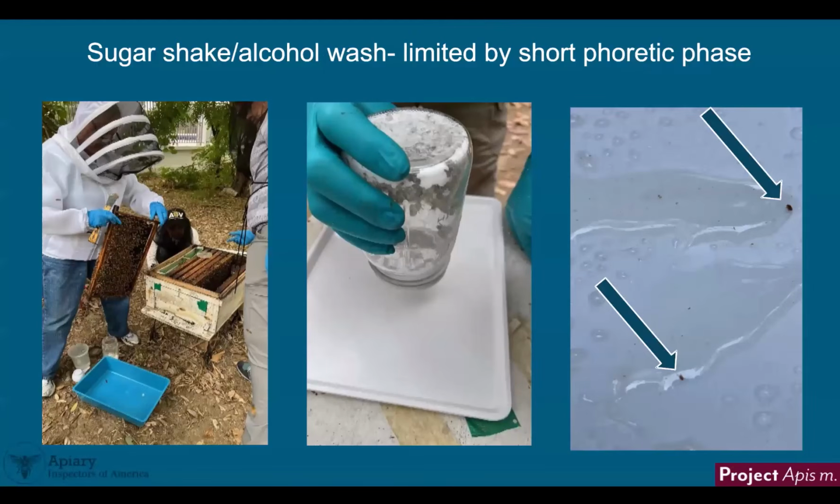So I'm sure you're probably familiar with the sugar shake or alcohol wash. It's not that effective because, like I said, they have such a limited short phoretic phase. If you grab the bees and shake them, doing the classic sugar shake or alcohol wash, you may get a few, but it's not going to give you a really good idea of what that mite load is going to be because, like I said before, they're not going to spend that much time not under a brood cell. So it works, but it's not the most effective.